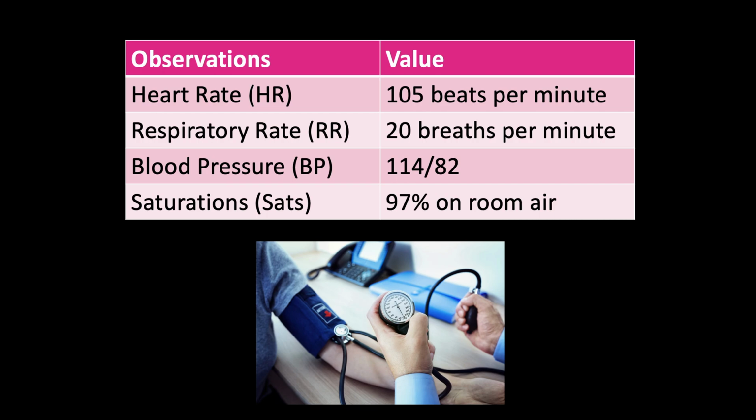We move on to take his observations. We note that his heart rate is 105 beats per minute, so he's slightly tachycardic. His respiratory rate is 20 breaths per minute, so he's working a bit more with his breathing. His blood pressure, or BP, is 114 over 82, and his saturations, or SATs, are 97% on room air.